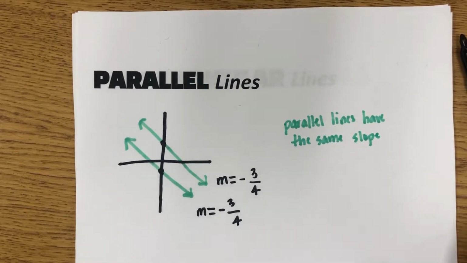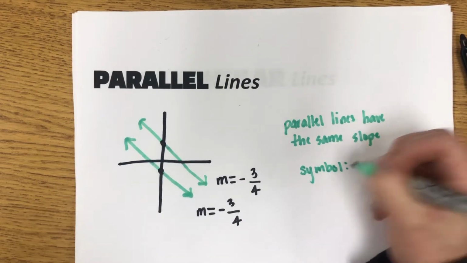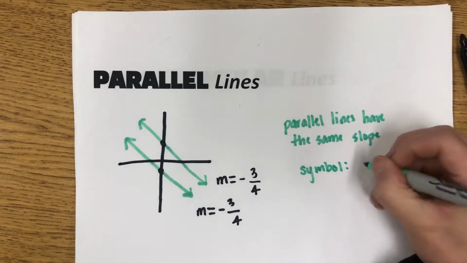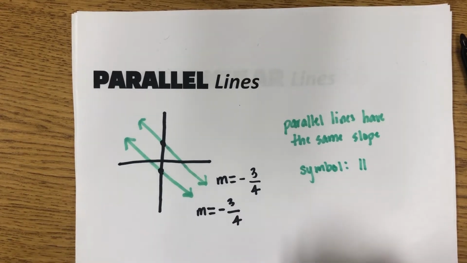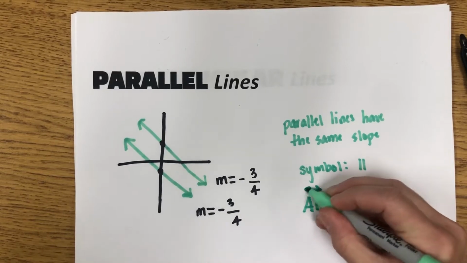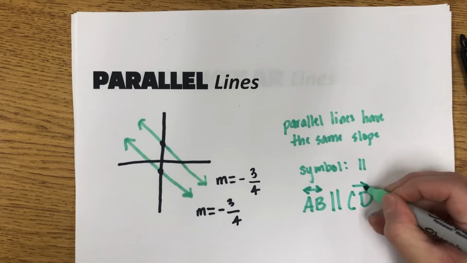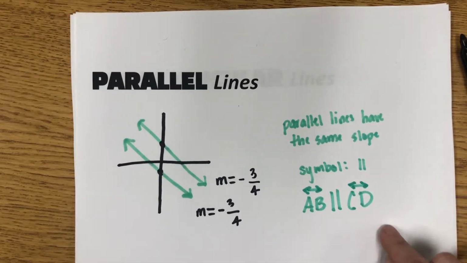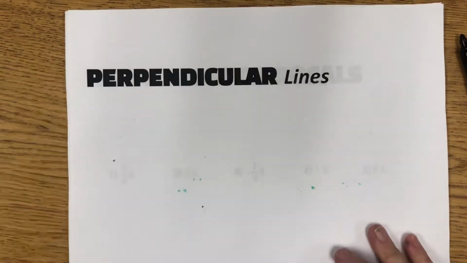And I want us to note that the symbol for a parallel line doesn't change. Our symbol for parallel lines is going to be these two bars straight up and down. So for instance, we could write that line AB is parallel to line CD. So that means that they would never intersect and they are coplanar. All right, let's move on to perpendicular lines here.